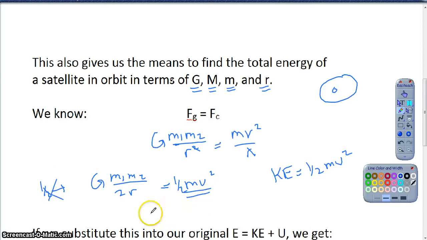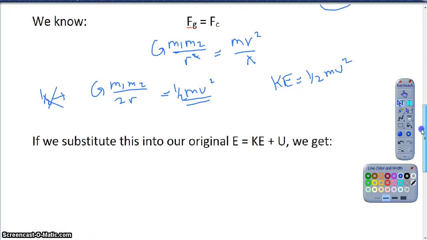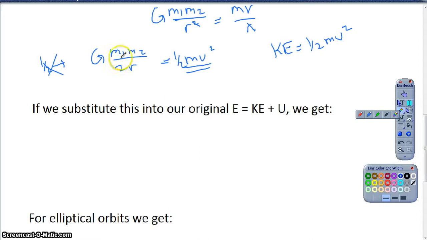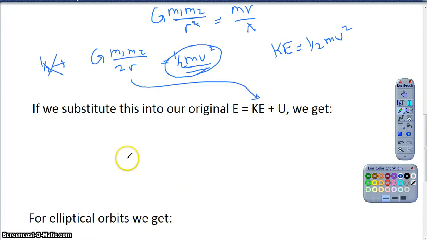So what does this tell me? Well, this tells me that the kinetic energy of the satellite can be represented as G times m1 times m2 over 2r, right? So the mass of the satellite times the mass of the planet, over 2 times the distance between them. So that's a representation of the kinetic energy in terms of G, m1, m2, and r. So then if I take that kinetic energy and substitute that value in for my kinetic energy down here, what do I get?